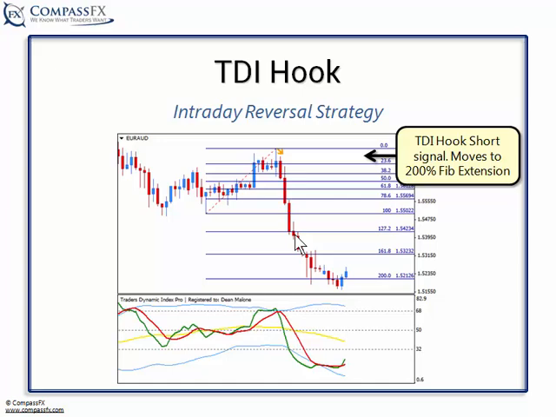I simply turn my fibs around the other way and then I look for them to move down to certain levels. The 127.2, the 161.8. In this case, we made a move all the way down, a 200% fib extension move from top to bottom, given from this swing low to this swing high. So when it comes to looking for a target with the TDI hook strategy, look for a Fibonacci retracement or a Fibonacci extension if it breaks the previous swing low or the previous swing high.